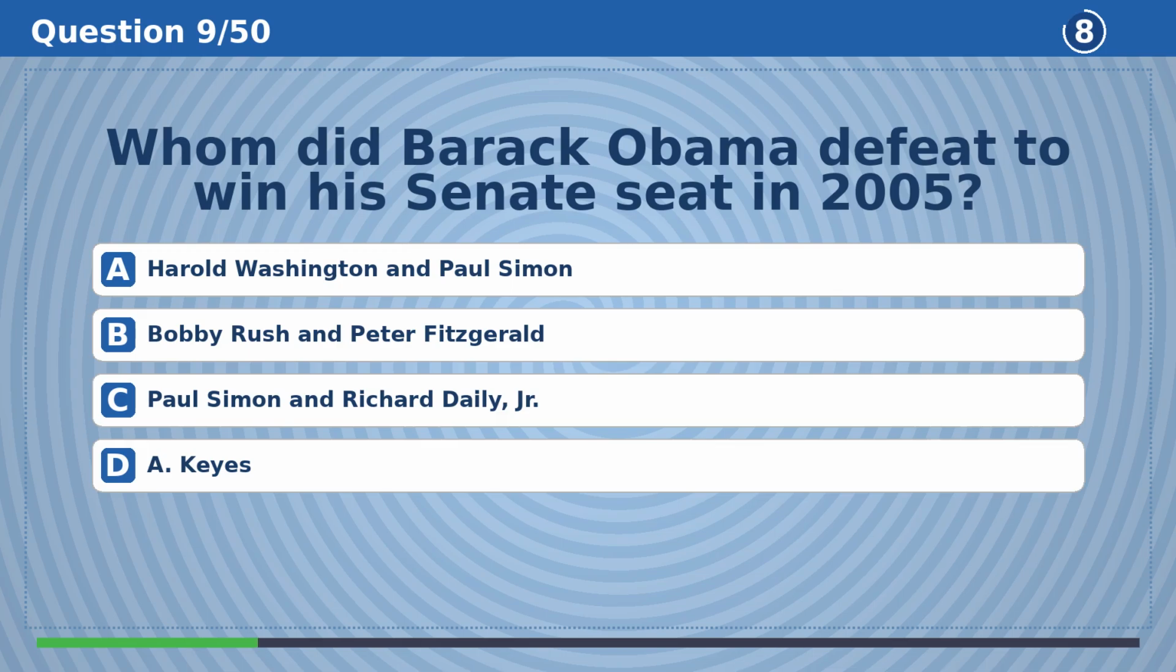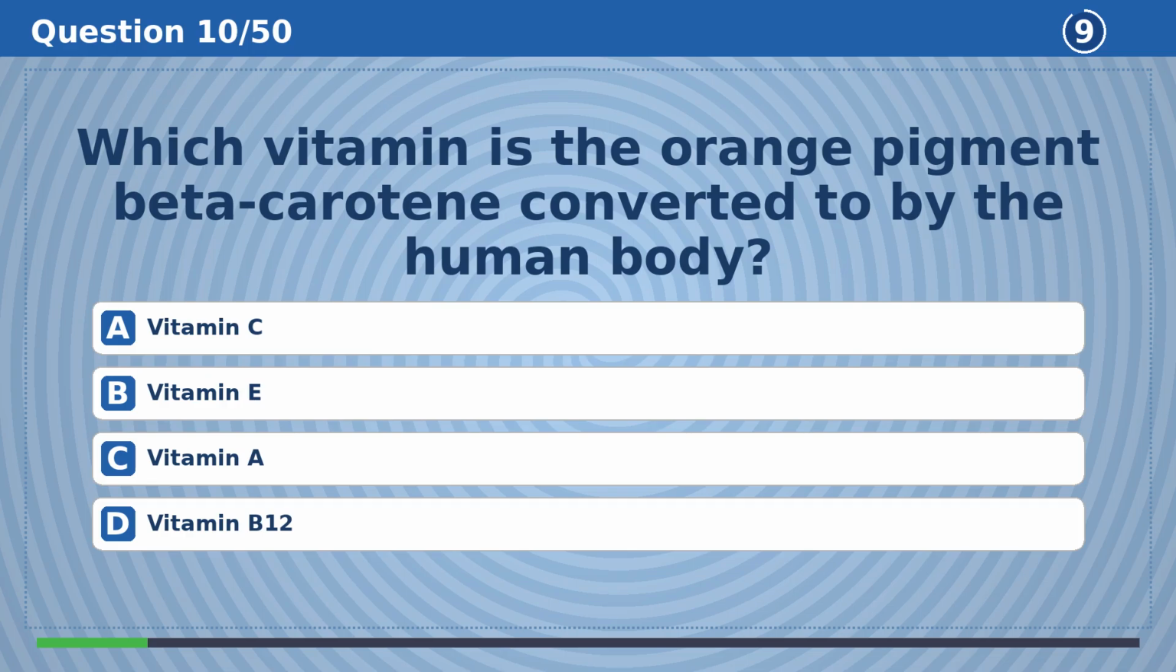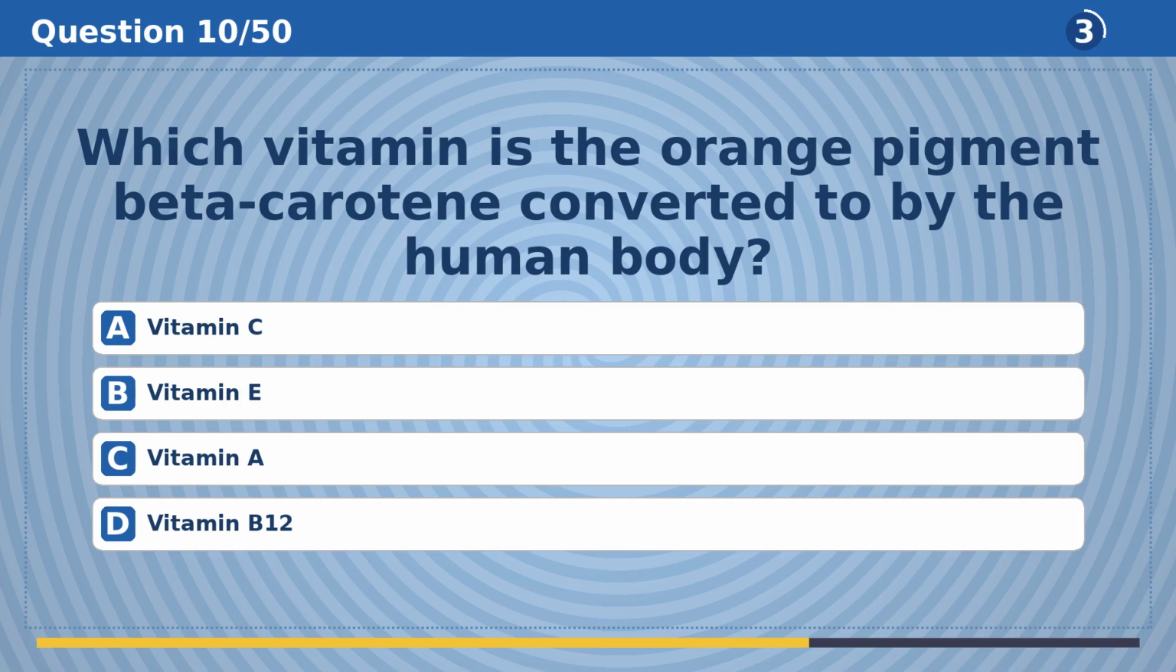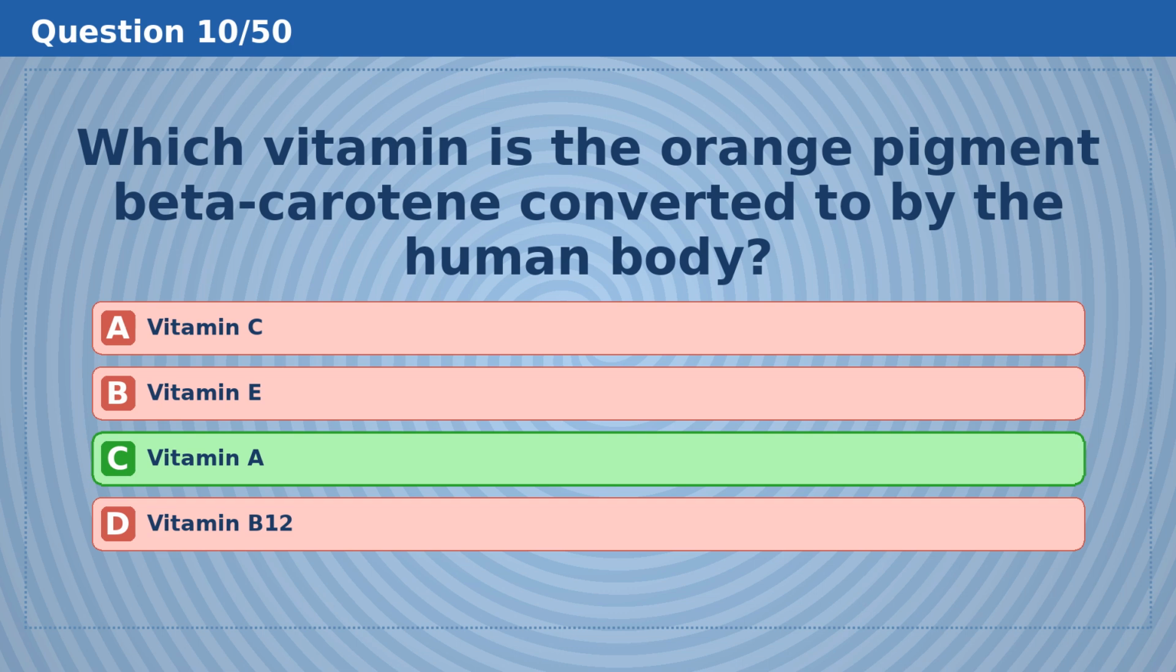Whom did Barack Obama defeat to win his Senate seat in 2005? The answer is D. A. Which vitamin is the orange pigment beta-carotene converted to by the human body? The answer is C. Vitamin A.